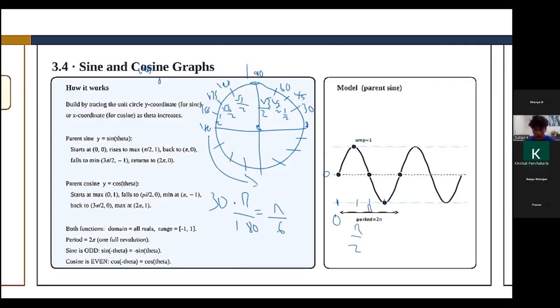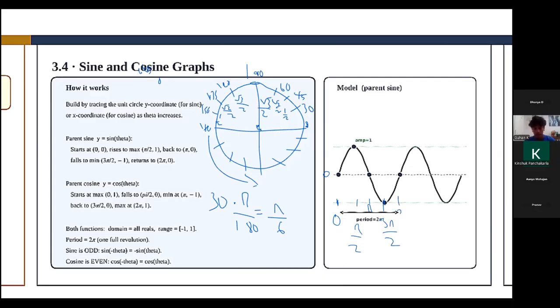Here it's gonna be 270 degrees, 3 pi over 2. And here it looks like it goes back to our original pattern, which means it's been a full period, which means it's gonna be 360 degrees, which is 2 pi.